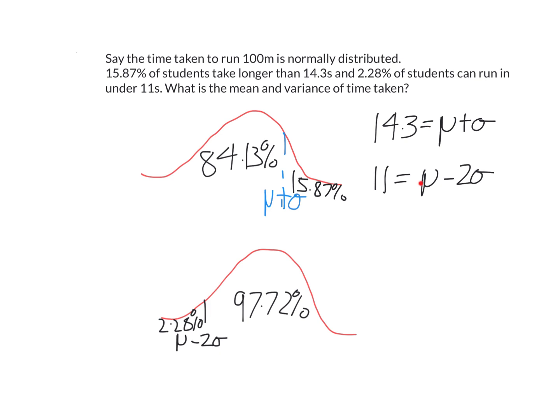So we're going to solve these simultaneously. That's our go-to method when we're finding two unknown quantities at once. So we're going to subtract the equations to eliminate mu. So 14.3 minus 11 gives 3.3. Mu minus mu is 0. Sigma minus negative 2 sigma is positive 3 sigma. So that means the standard deviation is 1.1, and that means the mean must be 13.2. How easy is that? All right, let's now have a look at quantiles.